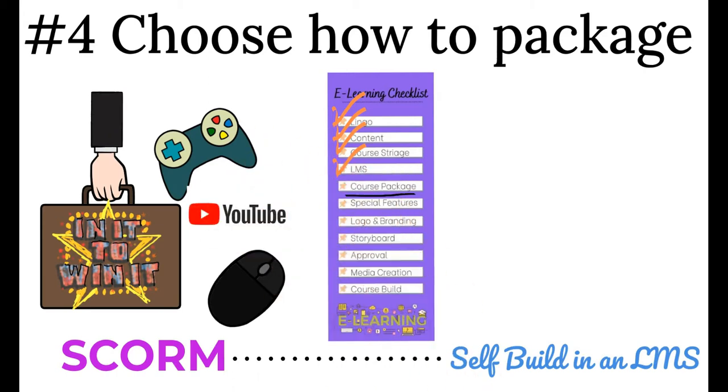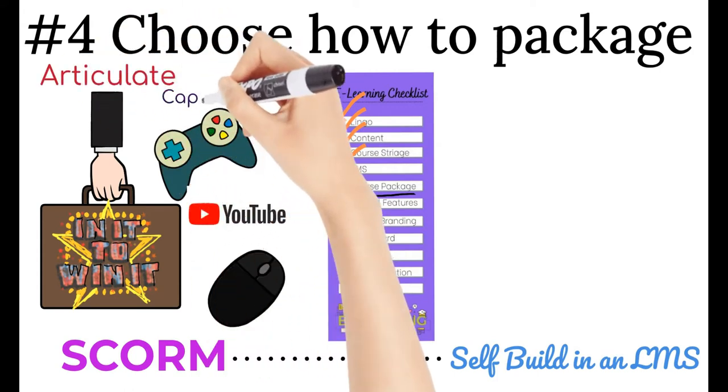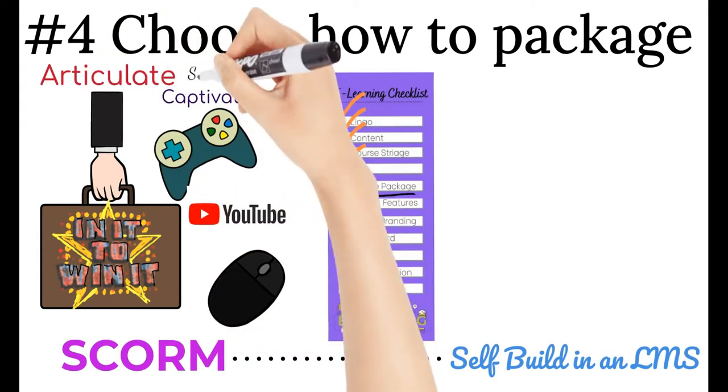But SCORM has a downside, because in order to edit it in the future, you have to own and be able to use the program that was used to create it. A SCORM file is not editable unless you have the original file that corresponds to a program like Articulate or Captivate. The original file is called a source file.